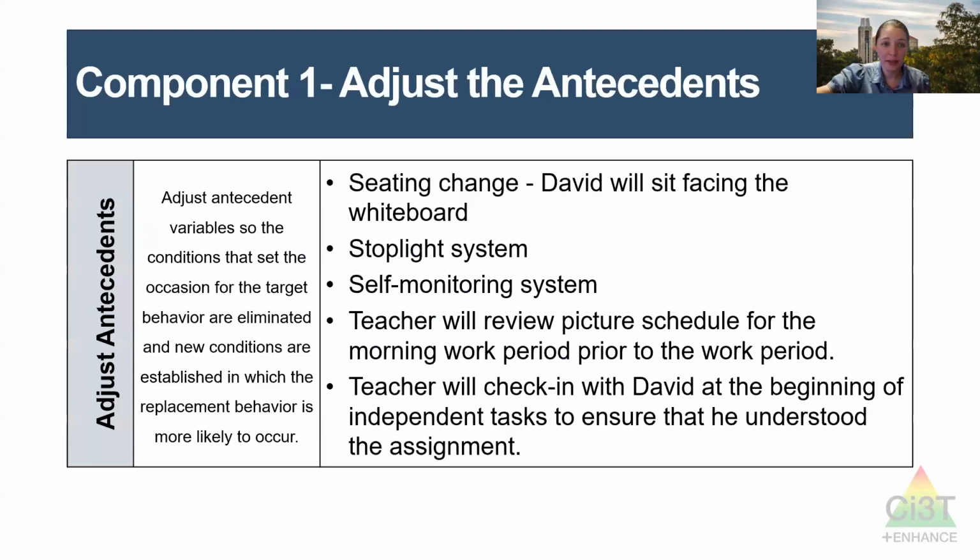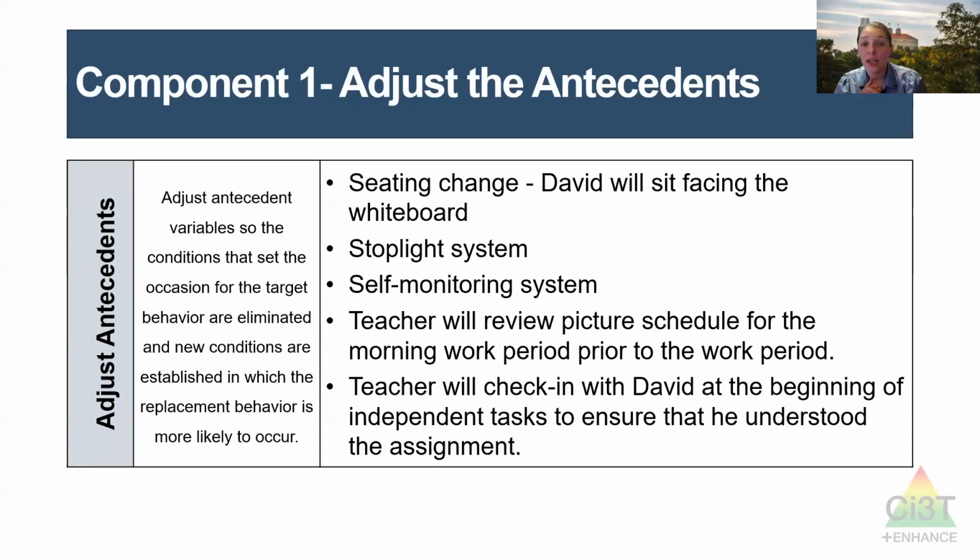So for antecedent adjustments, they did a seating change, and I've got that on the next slide for you. They have a stoplight system, which is also described in another slide. They did self-monitoring, and then the teacher would review a picture schedule for the morning with David before the work period. So that's an antecedent adjustment because it's happening in the environment before. It's something the teacher's doing really proactively to support the child.